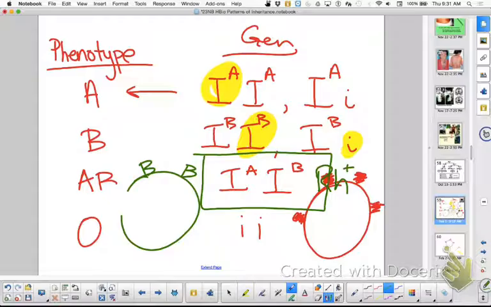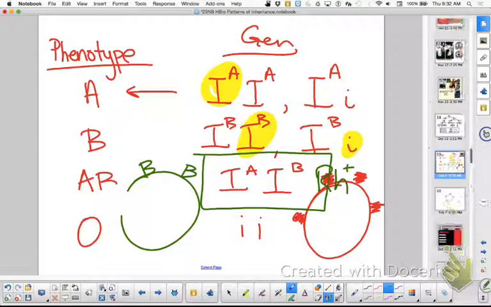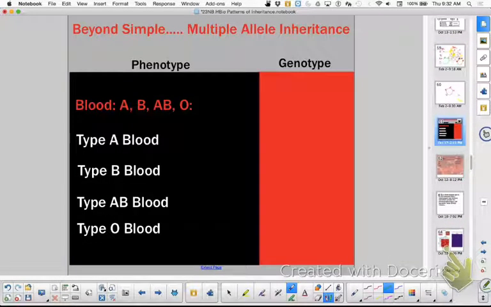Okay, so on your notes, multiple allelic traits defined: when a gene has many allelic forms or alternative expressions instead of just two choices. So you would have two choices if you only had big A and little a. But in this case we could have big IA, big IB, or little i. So you could have any combination of these three alleles. That's all in your notes. Codominance: when both dominant allele possibilities are expressed.